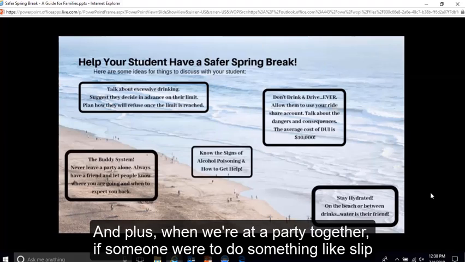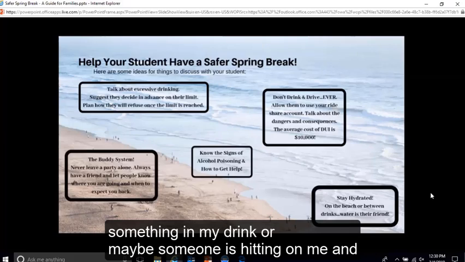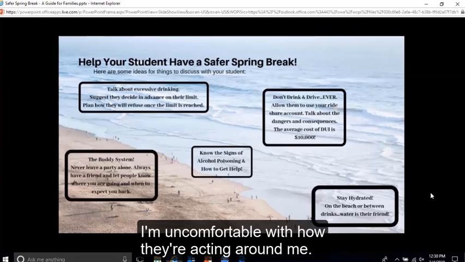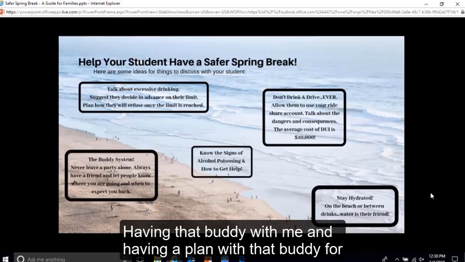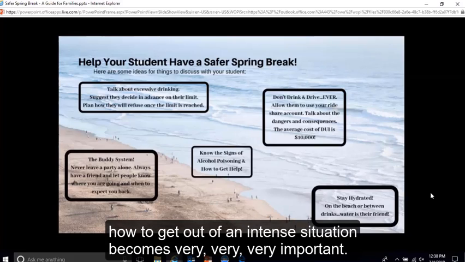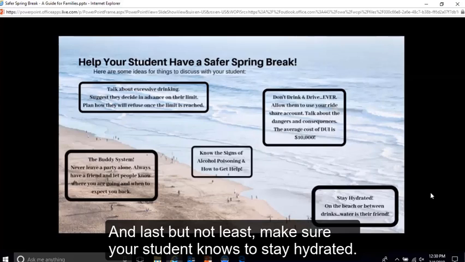And plus, when we're at a party together, if someone were to do something like slip something in my drink, or maybe someone is hitting on me and I'm uncomfortable with how they're acting around me, having that buddy with me and having a plan with that buddy for how to get out of an intense situation becomes very, very, very important. And last but not least, make sure your student knows to stay hydrated.